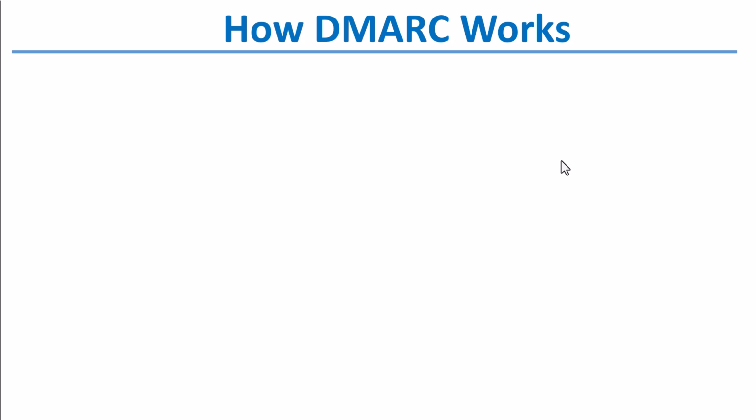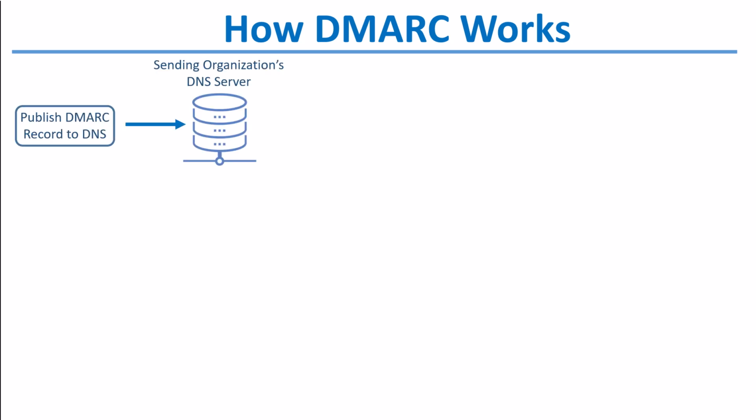Now here's a quick overview on how DMARC works. It works in conjunction with DKIM and SPF. So once you have deployed DKIM and SPF, then you would publish a DMARC text record to DNS, indicating what mail servers and gateways should do if they receive mail claiming to come from your domain that does not properly align with DKIM and SPF.